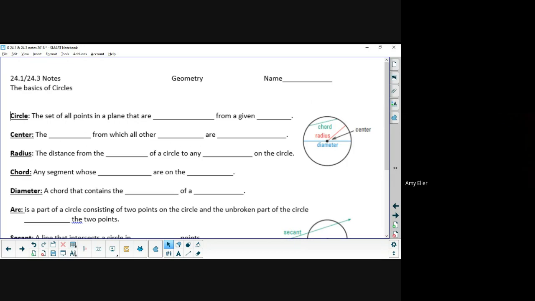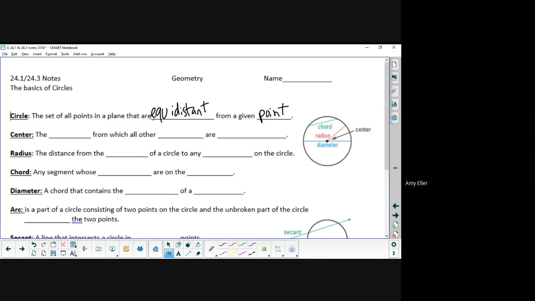We're starting a brand new unit, lots about circles. So here's some circle vocabulary to start. Circle: the set of all points in a plane that are equidistant from a given point. Now think about what that means. The set of all points in a plane that are equidistant, or equal distance, from a given point. So if I have this point and I go 3 inches away in every direction, you can see that creates a circle.